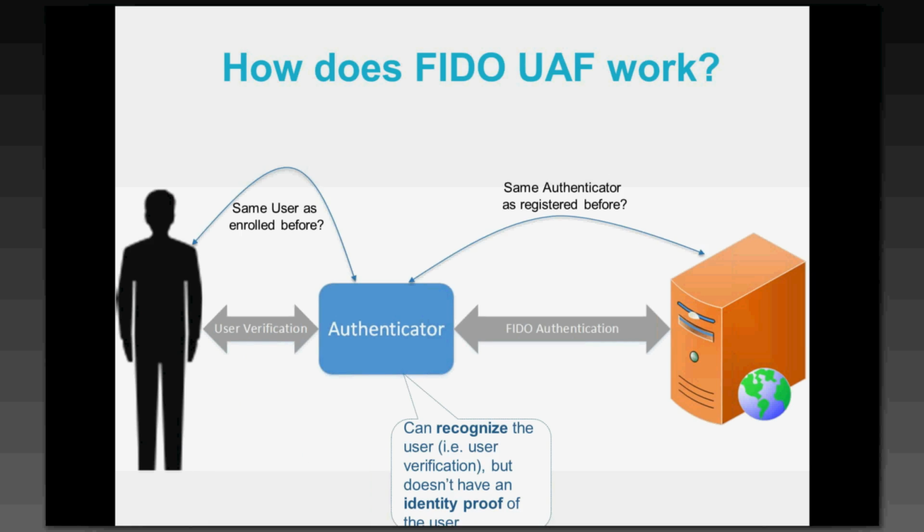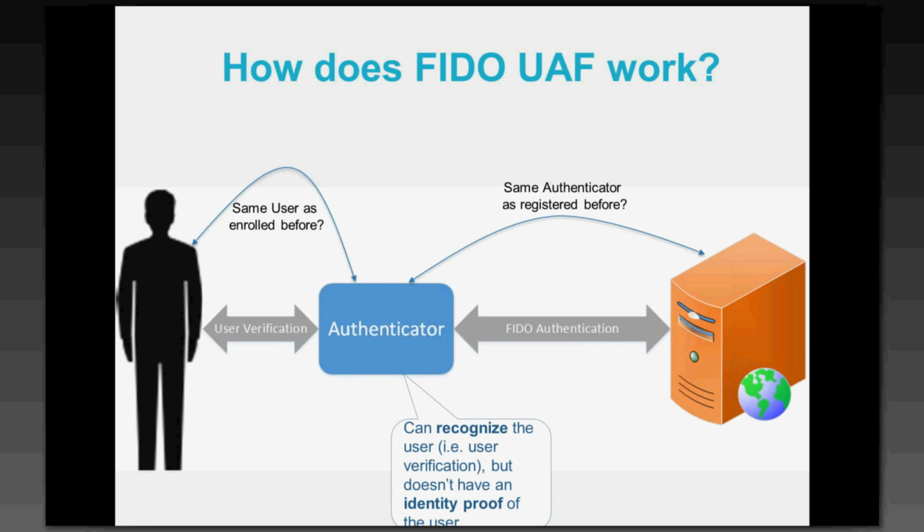So what the authenticator does with the user is essentially it answers the question, is this the same user as the user which enrolled before? And the authenticator to the FIDO server answers the question, is this the same authenticator as was registered before? So we use different terms, right? We use the term register for the authenticator to the FIDO server and enroll for the user to the authenticator.